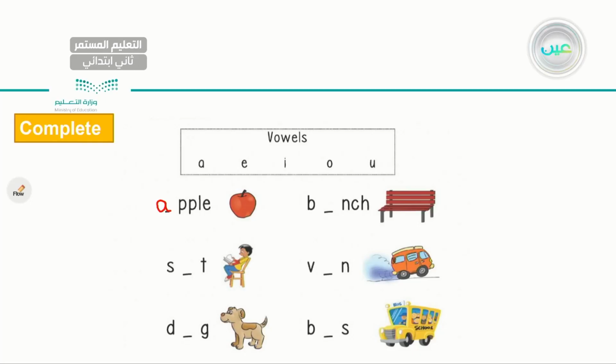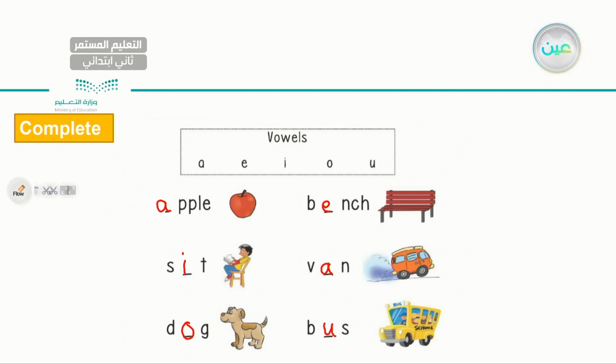Next one, I have the word sit. Very good. Sit down. It's an I. Very good. Next, I have a dog. And O. Very good, my dear student. Next one I have is a bench. It's an E. Very good. Next one I have a van. Very good. I have an A. Last one, I have a bus. I have a U. Excellent. Very good, my dear students.